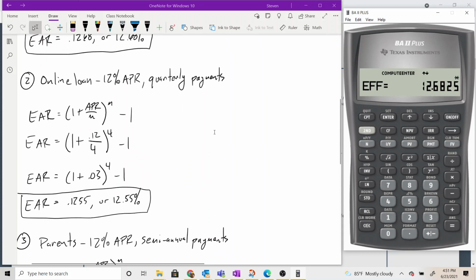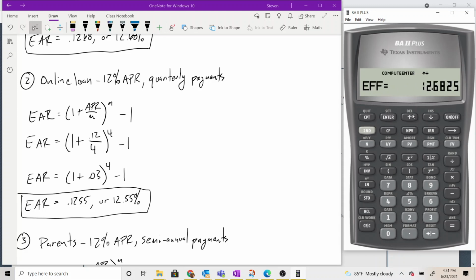Now let's do one that wasn't already in there. That's the online loan with quarterly payments. In this case, the APR is still 12%. The only thing that changes is the number of compounding periods per year, which is 4. So I'm just going to hit the arrow keys until I get to C over Y, or compounding periods per year, and I want to change this 12 to 4. To do that, I'll press 4 and then hit enter.